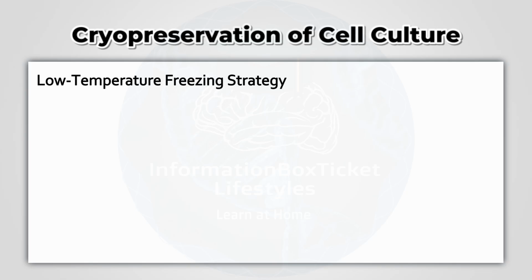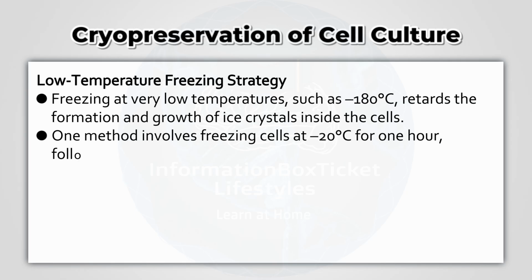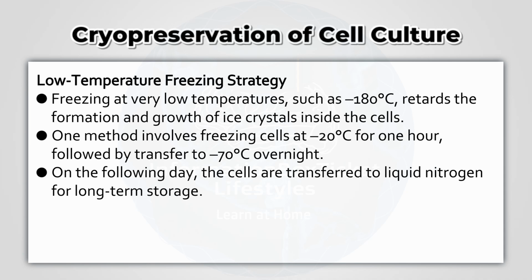Low temperature freezing strategy. Freezing at very low temperatures, such as -180 degrees Celsius, retards the formation and growth of ice crystals inside the cells. One method involves freezing cells at -20 degrees Celsius for 1 hour, followed by transfer to -70 degrees Celsius overnight. On the following day, the cells are transferred to liquid nitrogen for long-term storage.